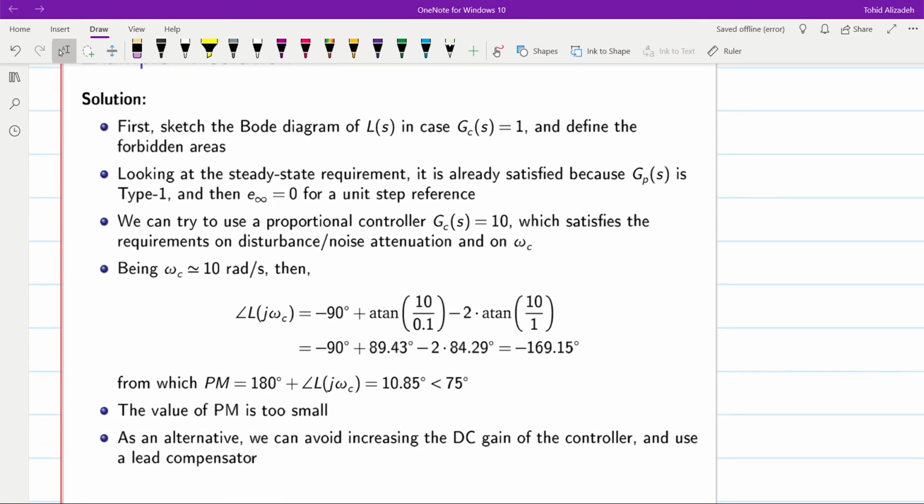Alright, so now I will show you the Bode drawing. I've done it in MATLAB and I will show you how it looks. Here we are done with this part. This is also something that we already have discussed. Now if we assume that we use the proportional controller, omega c will be around 10 radian per second.